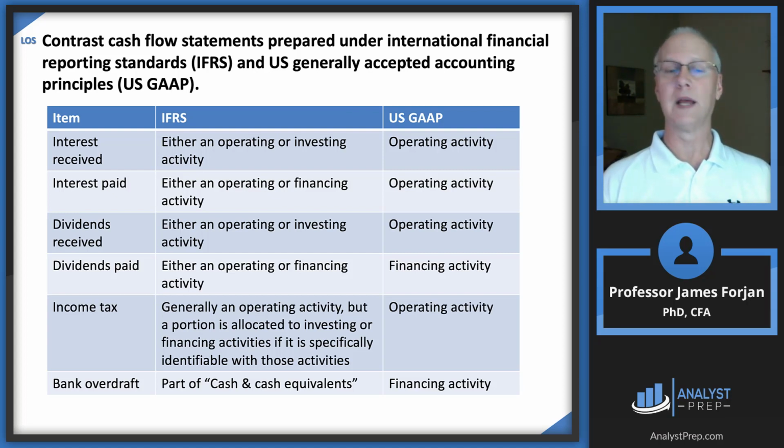Income tax is operating activity, and then the bank overdraft, that's financing. That has everything to do with interest on a loan or a bank loan. But an overdraft, that's really a minor issue.